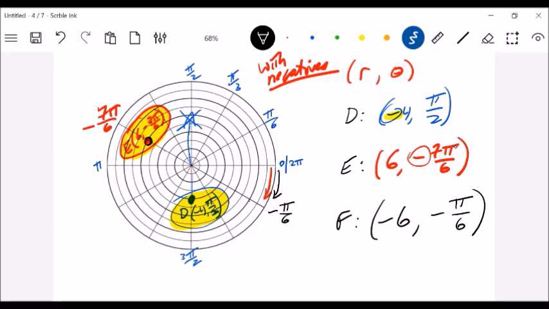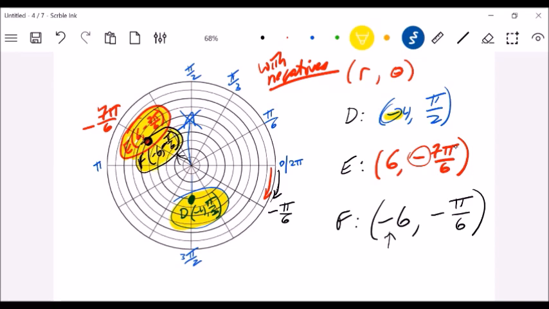It's negative pi over 6, so we went to here. We would normally go towards it, but the negative on the 6 means go the other way. So we are now going up towards there, and we go 6 places. And so it turns out that this actually doubles as the E and the F point. So it is E at 6 and negative 7 pi over 6. It's F at negative 6 and negative pi over 6. So the same point has two specific meanings, or two specific addresses to it.